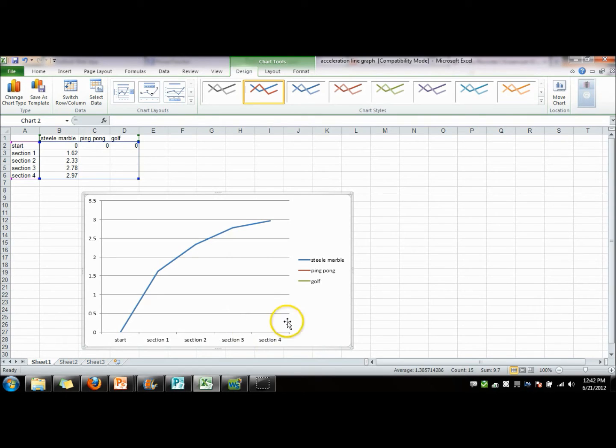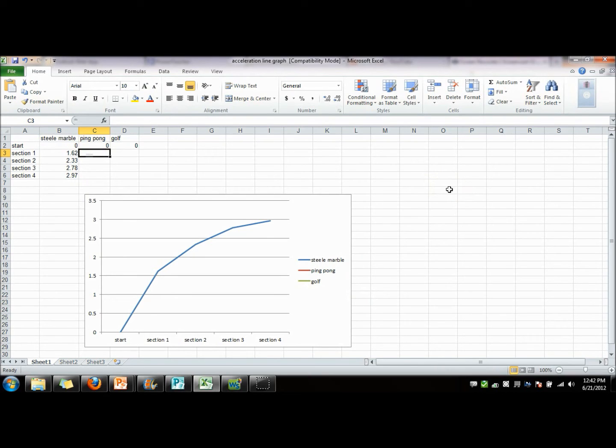Okay, here's our graph for the speed of the steel marble. We notice that the line is slightly curved uphill. We notice that it color-coded our information for us. Steel marble is blue, ping pong will be red, golf will be green. And if you go back and just start typing in, I'll give you something random like 0.36, it will start the plot for you. So you don't have to wait until all of these are put in to do the graph. Okay, I'll go back up and erase that since that's not an actual answer.